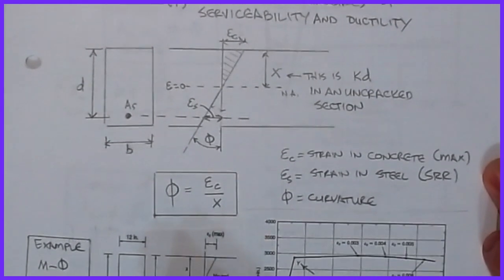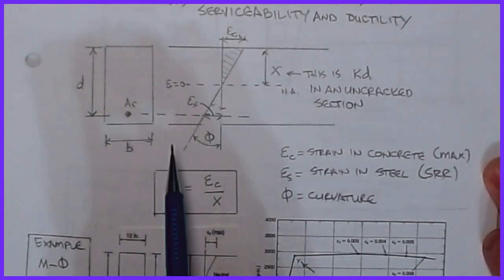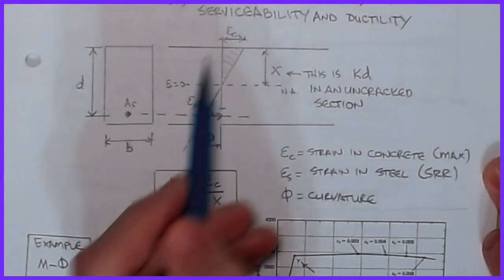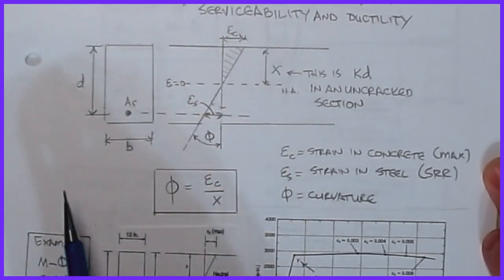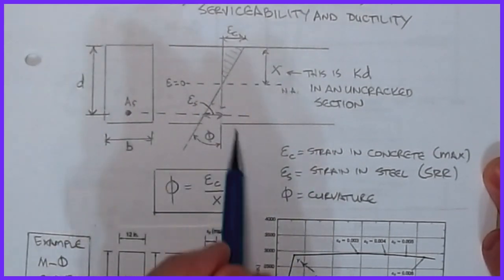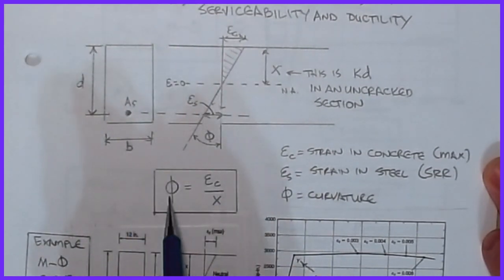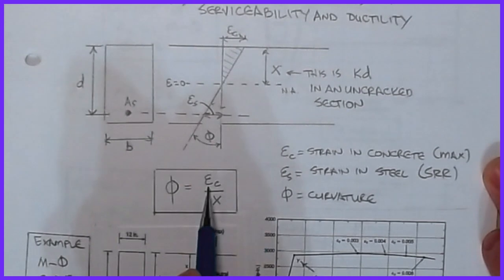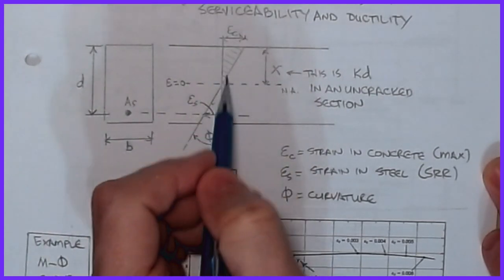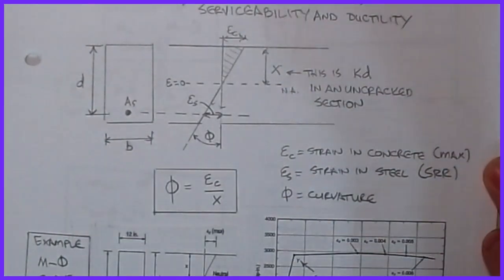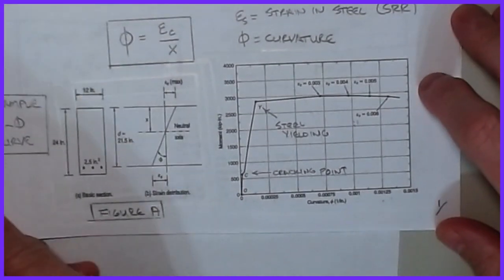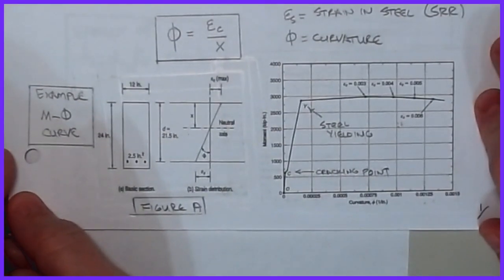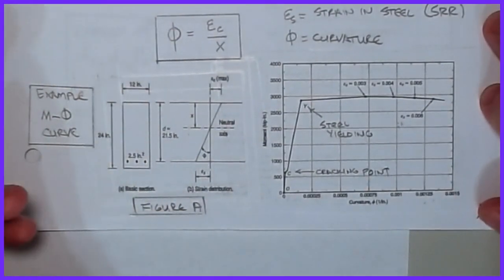But I do need to know this value, whatever it is, and this becomes the trick in figuring out curvature. All right, so in this diagram, epsilon c is the strain in the concrete, epsilon s is the strain in the steel, and then phi, that angle, if you will, is our curvature value. From a little bit of geometry, we can show that the curvature is basically the strain in the concrete over the location of the neutral axis. This epsilon c over x term is what we're going to work on today in this lesson.